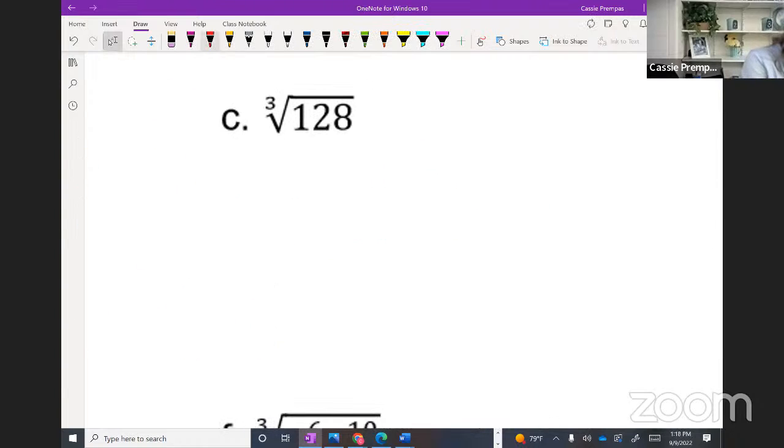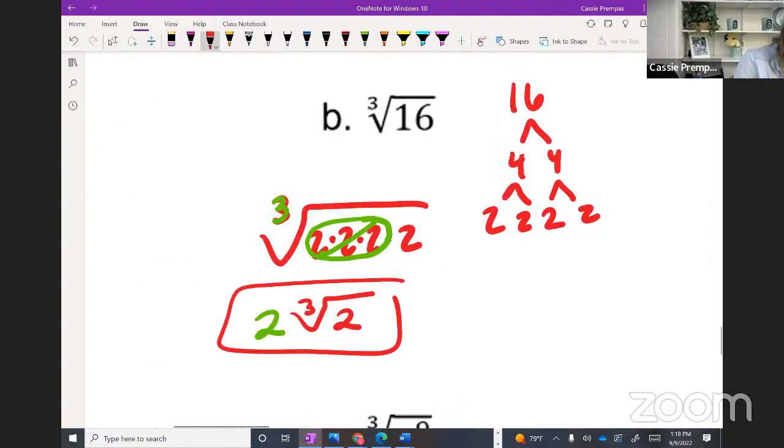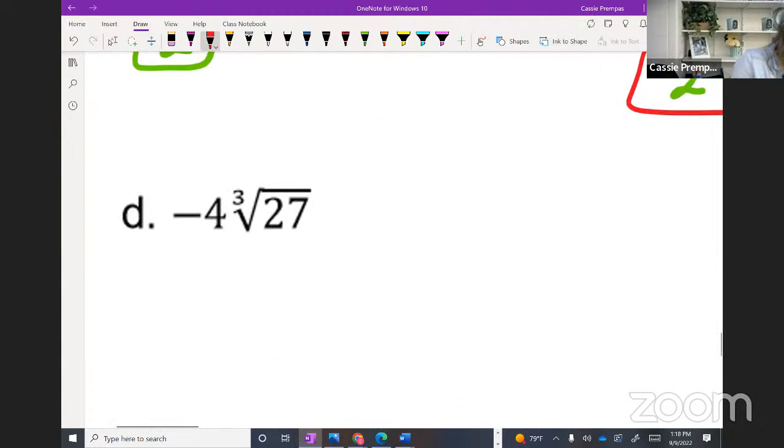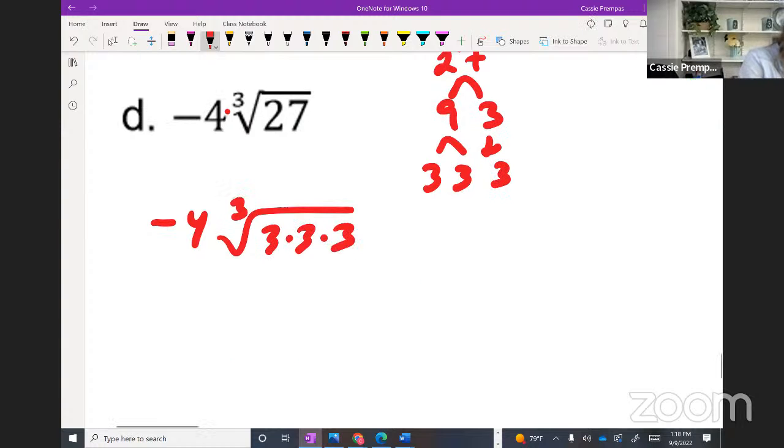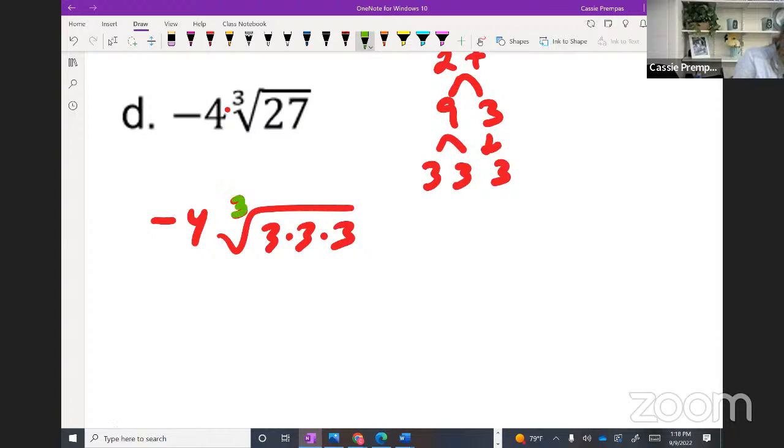Letter C. Let's do one more of these type. Actually, let's skip C. I want to make sure we can get to variables. Let's do D. What do you do if there's a number on the outside? Just multiply it with whatever you simplify. So let's take a look at 27. 9 and 3, good. And what does 9 break down into? 3 and 3. So if I rewrote this using the prime factors, that would be 3 times 3 times 3. How many do I need of the same before I can take it out? 3. So I'm going to take it to the outside. And then what is -4 times 3? -12.